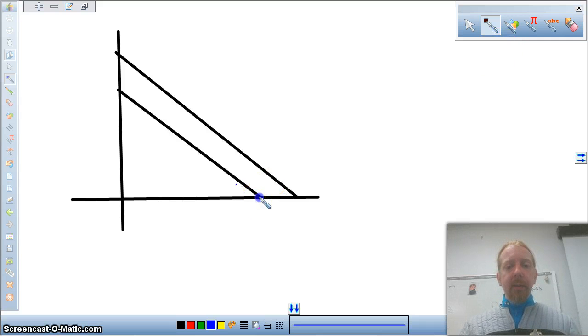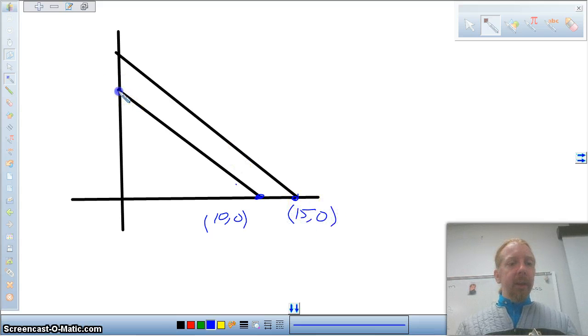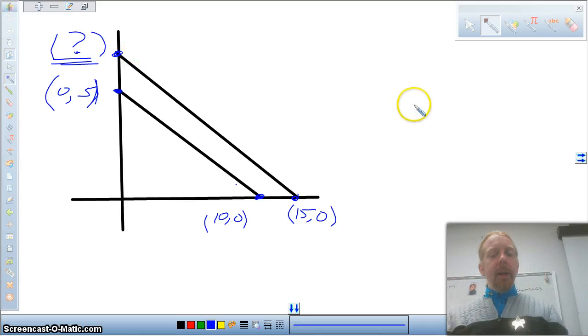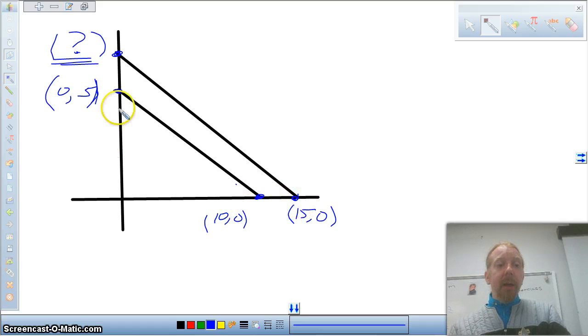And let's say that this has the coordinates, this is the coordinate of 10, 0. And this is going to be 15 comma 0. And this here is going to be 0 comma 5. And this is what I'm trying to find up here. Now, one strategy is to try to figure out what the scale factor is, and then multiply that 5 by it in order to get my new value. Another option I have at my disposal is to make a proportion.